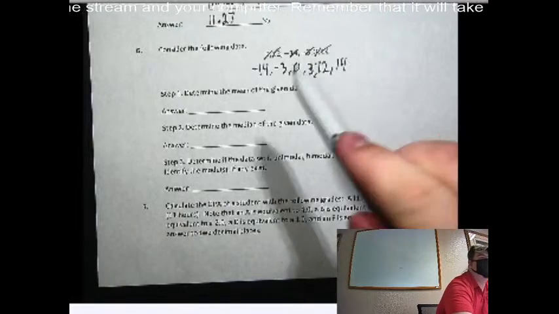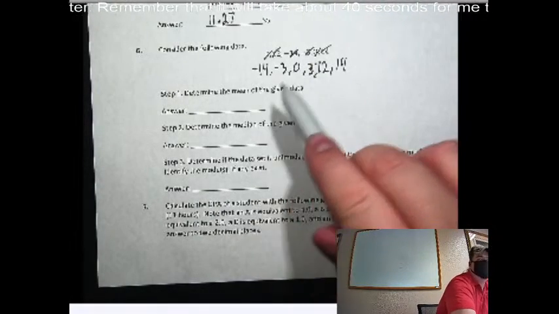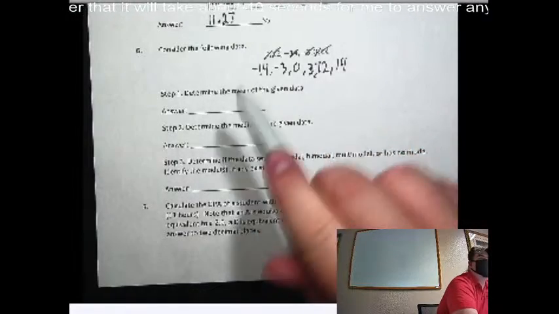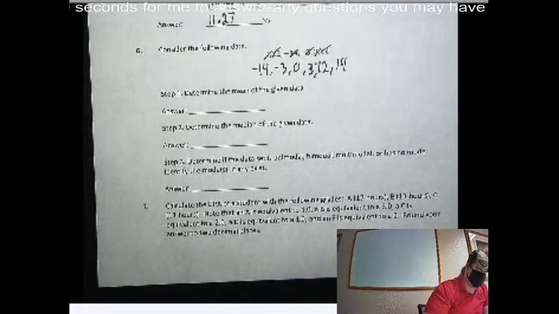So again, we want to find the mean, the median, and the mode. So let's find that mean. It's just the average, so add all these up, divide by how many we have. So how many data points do we have?